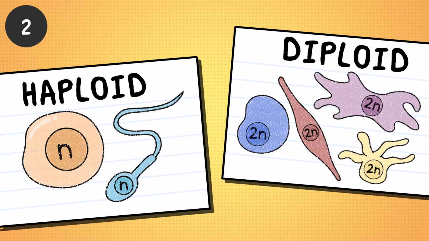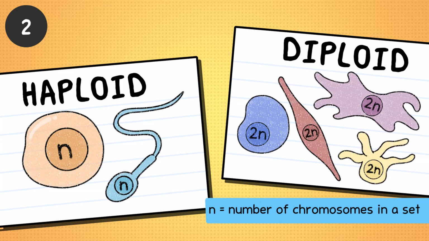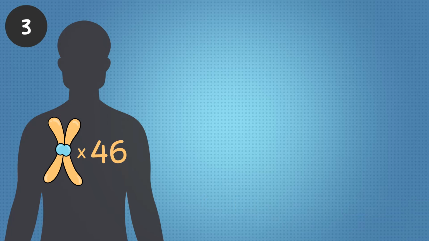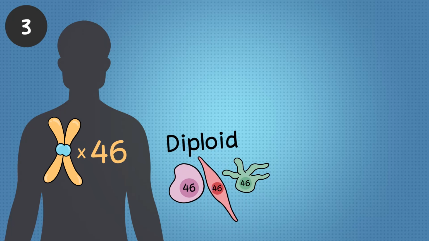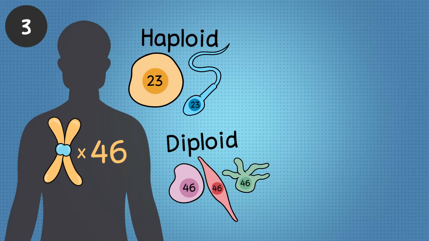Point number 2, you'll often see this 2n or n thing. In this notation, n is the number of chromosomes in a set. Because diploid means two sets, it is represented as 2n, and because haploid means one set, it is represented as just n. Point number 3, in most cases, humans have 46 chromosomes. So the diploid number of chromosomes, 2n, is 46. The haploid number of chromosomes, n, would then be 23. But that's in most cases for humans.